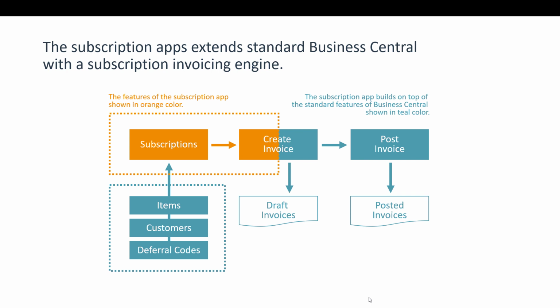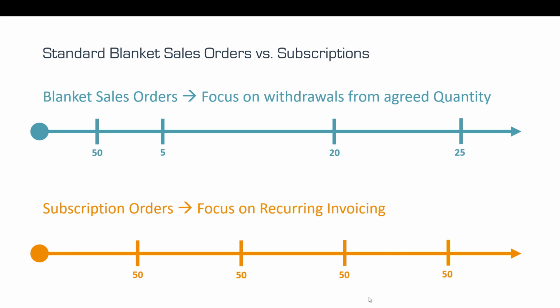The main thing that's different is that you have the subscriptions as a separate list, where you can of course handle the recurrence of the invoicing and everything that's needed in order to control your subscription invoicing. In some of the other videos, I will go into more details, but essentially you need to know that the subscriptions are based on the standard feature blanket sales orders. We have just extended the functionality so you can focus on recurring invoicing instead of a normal blanket sales order that focuses on a sales agreement where the customer commits to a certain quantity and then can make withdrawals on sales orders in a given period.